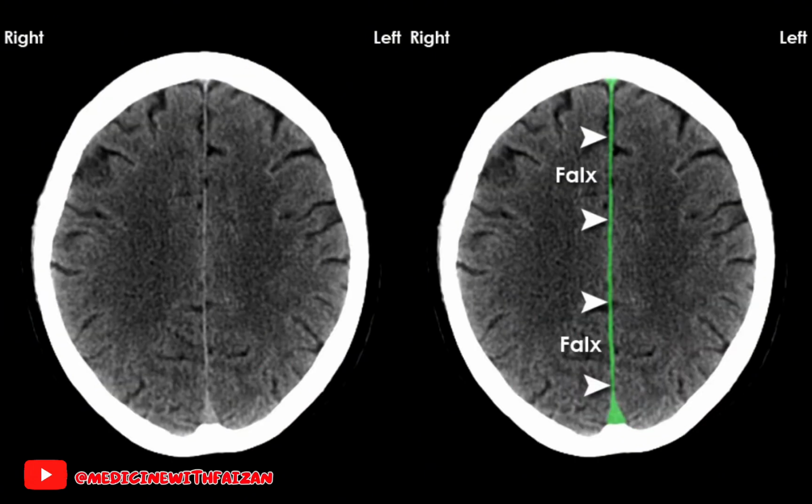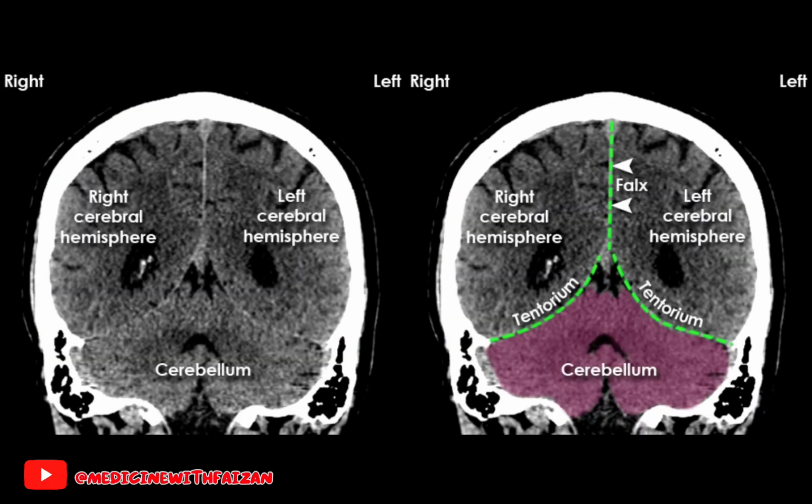The falx, shown here in green, is an enfolding of the meninges which lies in the midline and separates the left and right cerebral hemispheres. Pathological processes may cause mass effect with deviation of the falx towards the opposite side. This image, which is a coronal slice CT image, shows that the tentorium cerebelli is continuous with the falx, as can be seen by green dotted lines.